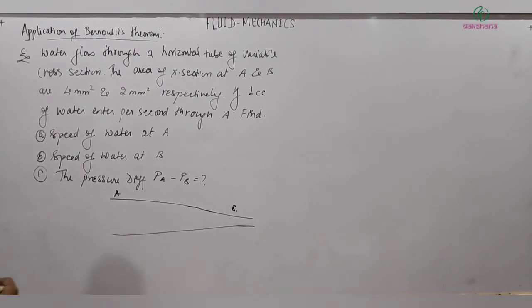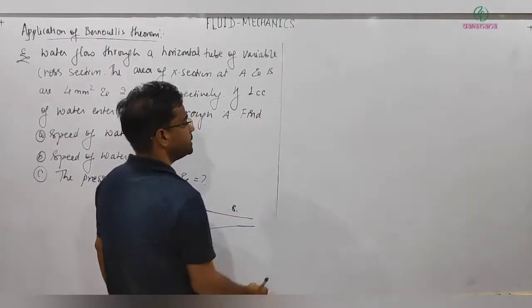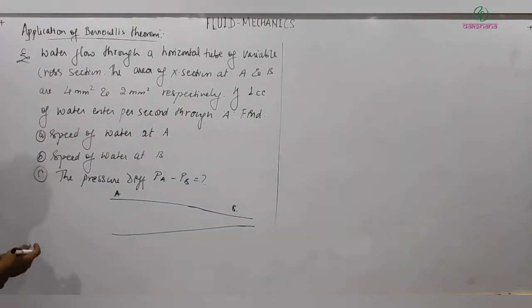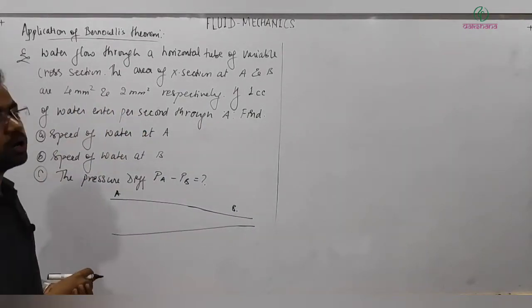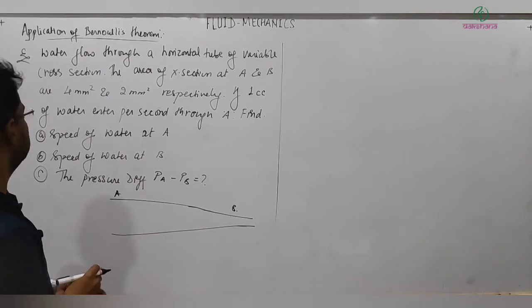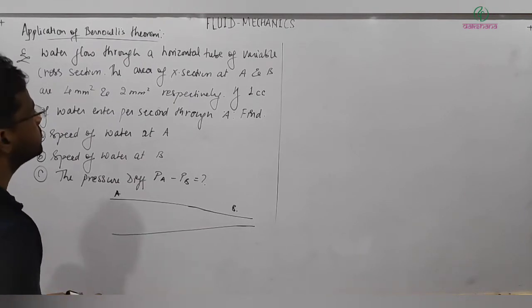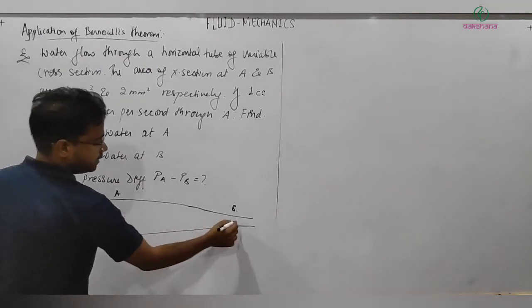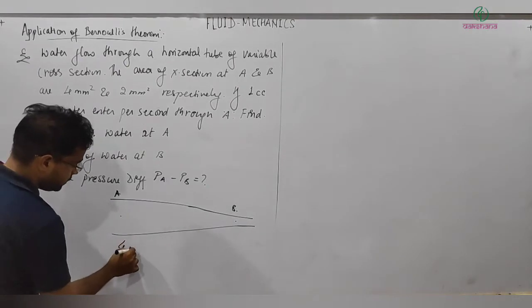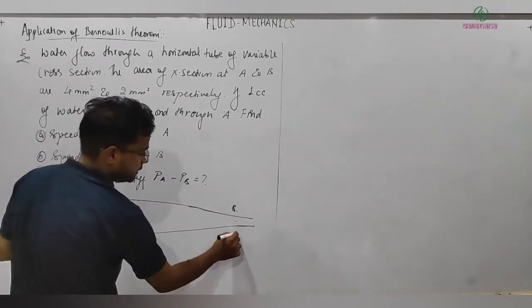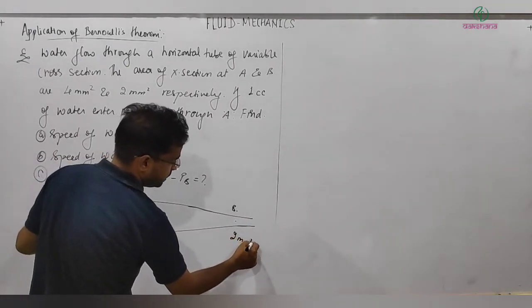Okay, so see one application of the concept we just learned. Here one problem is given: water flows through a horizontal tube of variable cross section. The area of cross section at A and B is given as 4 mm square here, and 2 mm square here.